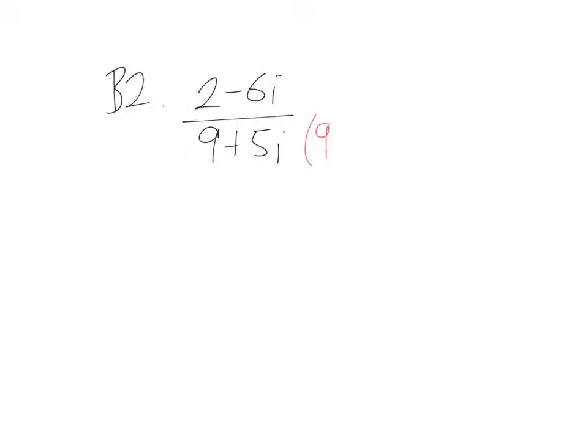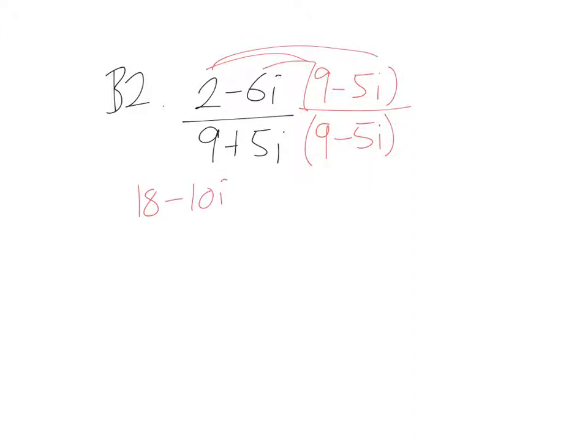For the B2 number, which is 2 minus 6i over 9 plus 5i. I'm going to multiply the top and the bottom by the conjugate of the bottom, so 9 minus 5i, 9 minus 5i. On the top, that's going to be 18 minus 10i minus 54i plus 30i squared, which we know is really minus 30. Which means that we get 18 minus 30 is negative 12. Negative 10 minus 54i is minus 64i.